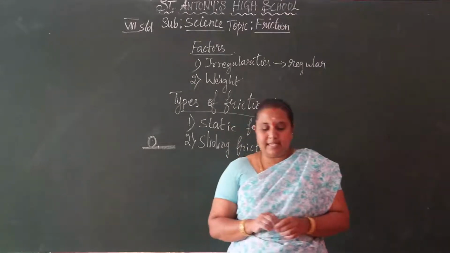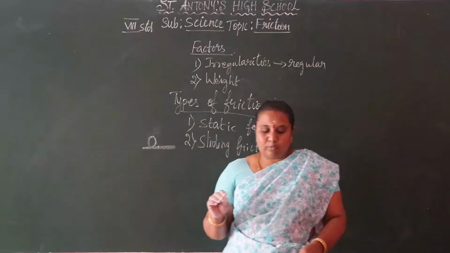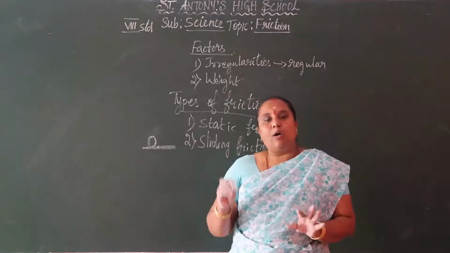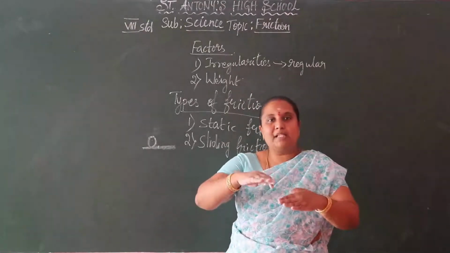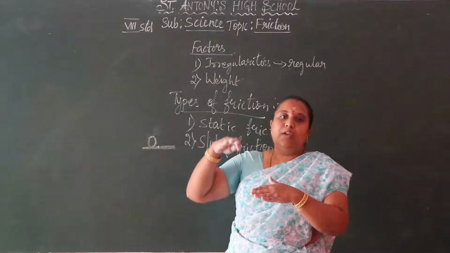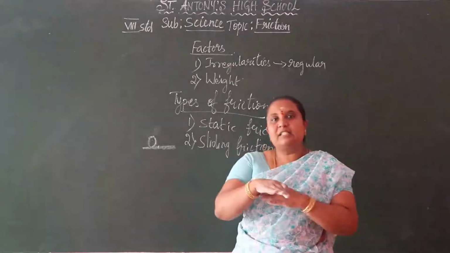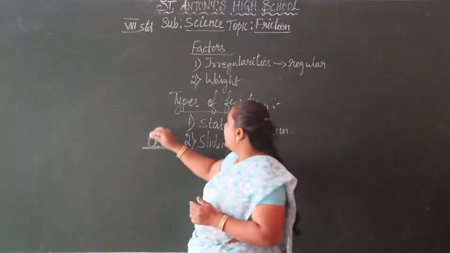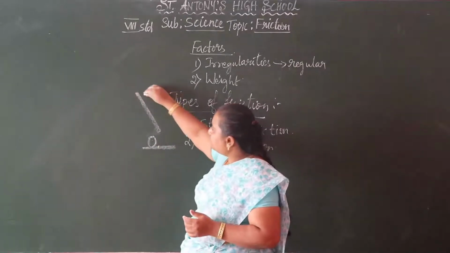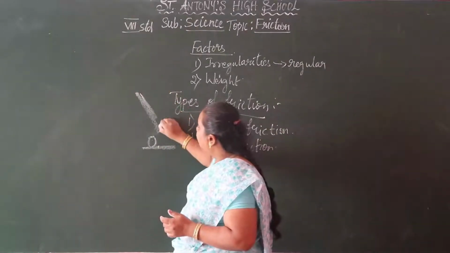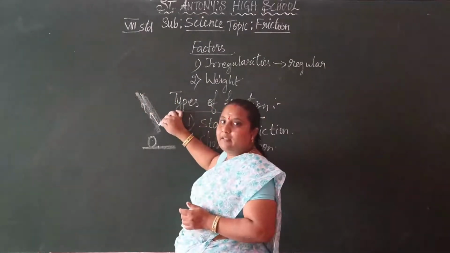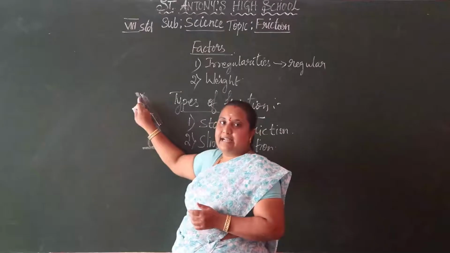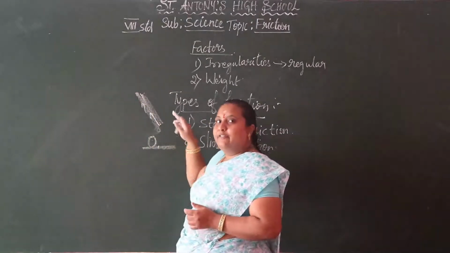Sliding friction is the force that opposes the movement of the object sliding. We are sliding, so the friction is in the opposite direction. We are sliding here, the object is moving this side, and the friction acts in the opposite direction. So it is sliding friction.